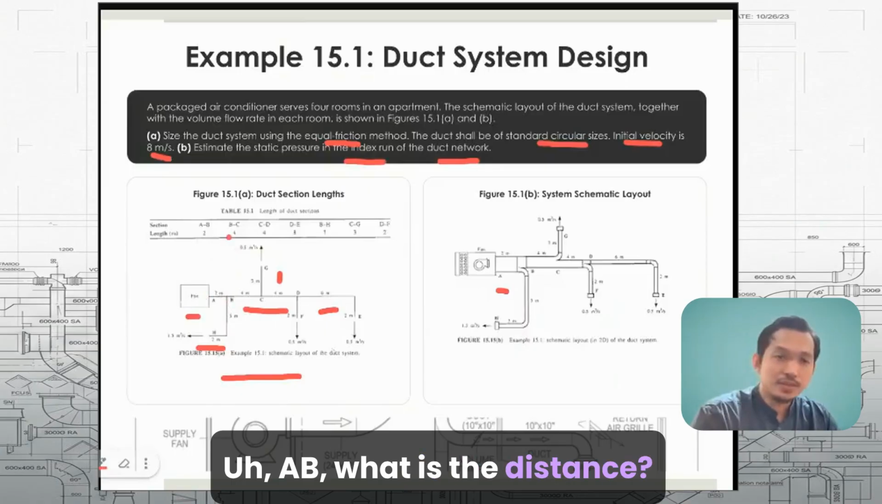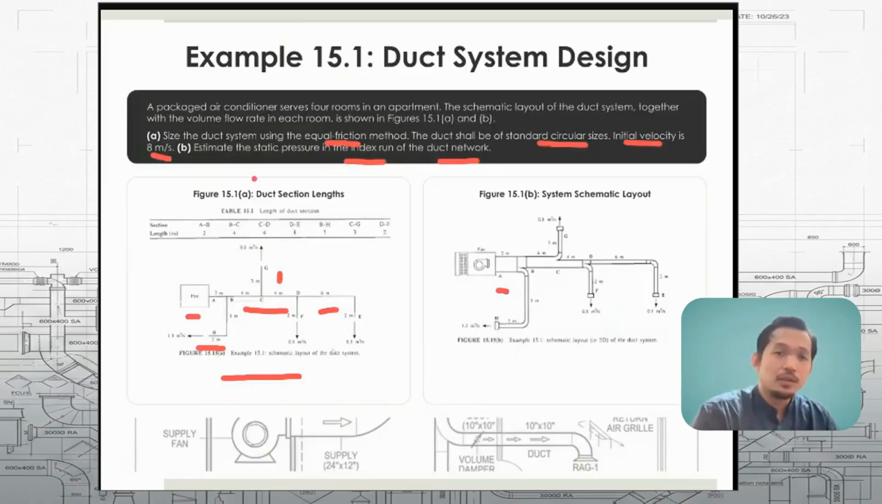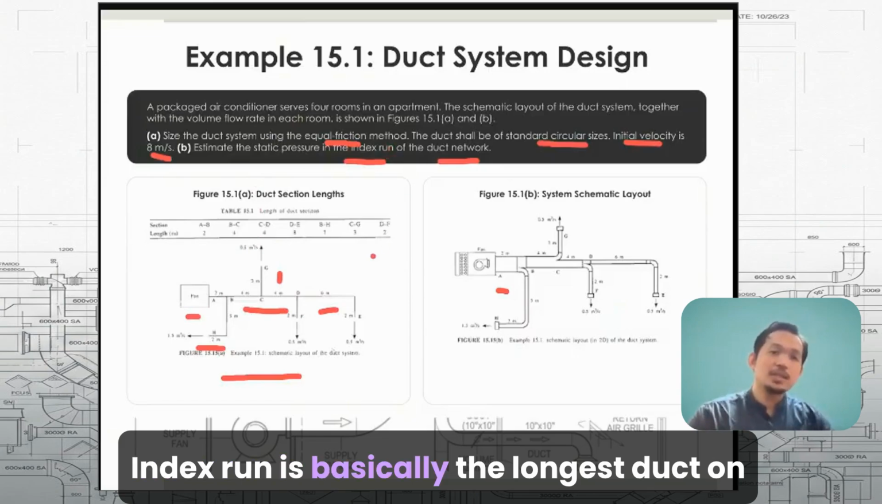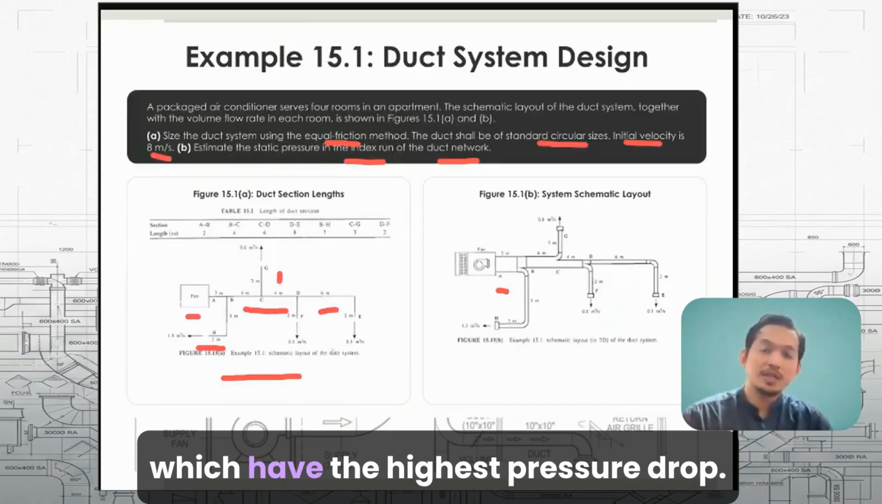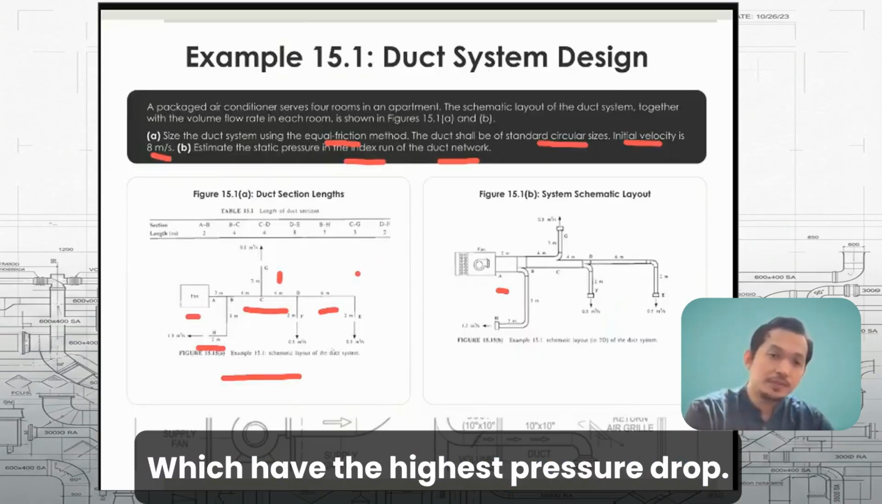AB, what is the distance? BC, what is the distance? CD, what is the distance? Index run is basically the longest duct, which has the highest pressure drop.